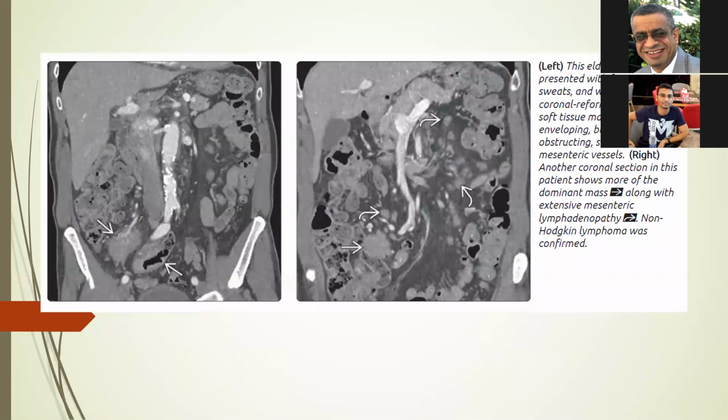This case is of small bowel lymphoma presented with multiple circumferential thickening of the wall of the small bowel and multiple adjacent large lymph nodes.